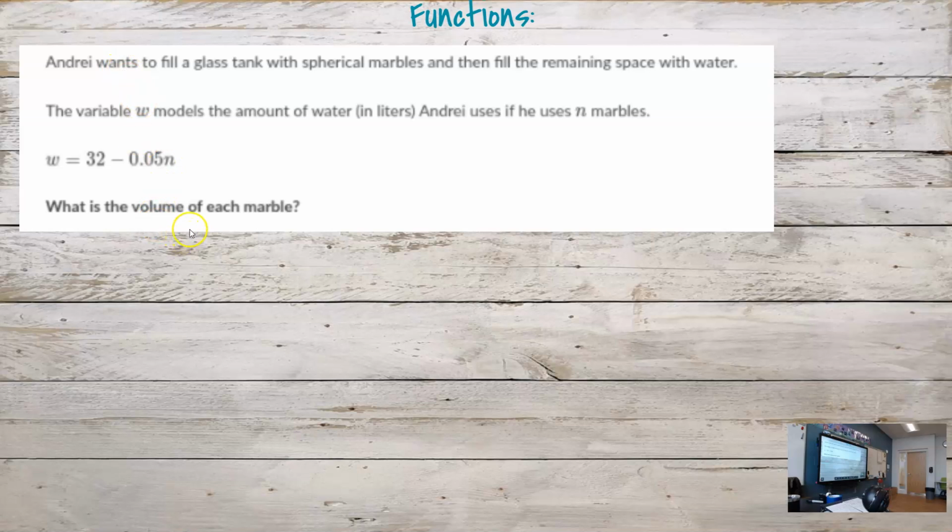This problem was just one that some people struggled with. Our initial volume, right? Initial volume of 32. The every item, our unit rate, is 0.05, right? So each marble is filling up some of the volume. It's taking away how much water you need. So it doesn't mean that the marbles have a negative volume. That doesn't make sense. It means that the marbles take up 0.05 liters for each marble we put in.